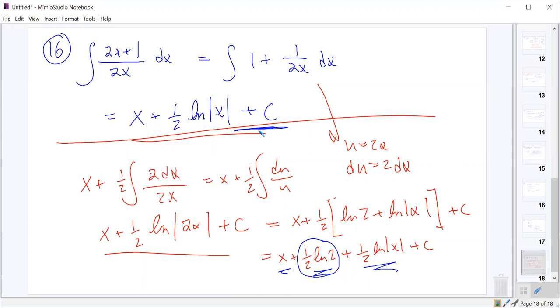Everybody sort of see that? It's kind of an interesting thing to note there. Any questions there on 16?